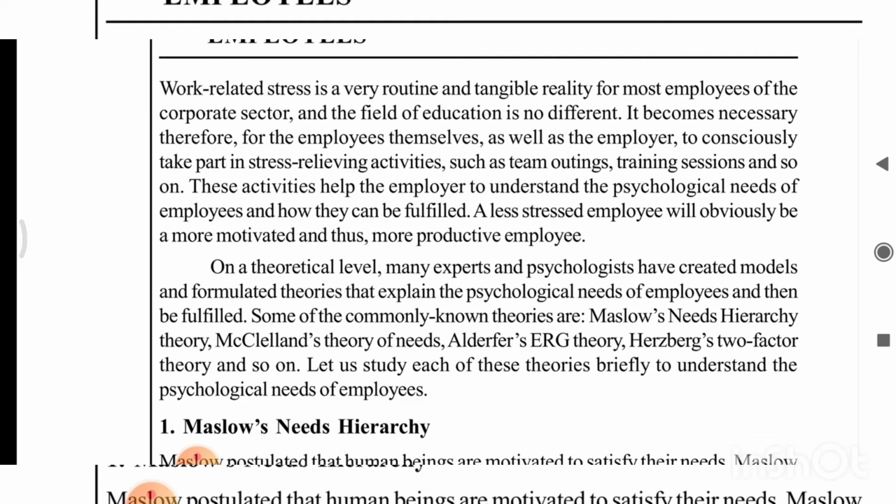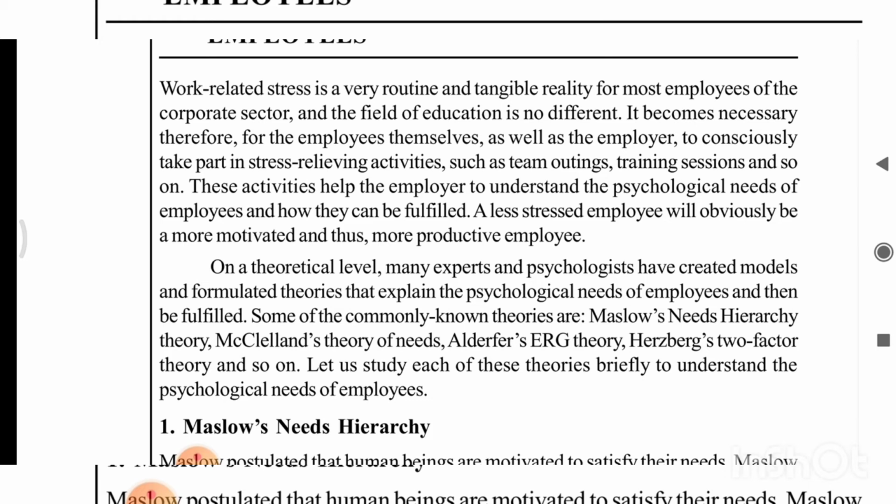These activities help the employer to understand the psychological needs of employees and how they can be fulfilled. This brings them together. A less stressed employee will obviously be a more motivated and thus more productive employee. If an employee is less stressed and does not have much tension in his mind, that employee can perform better than the other employees.